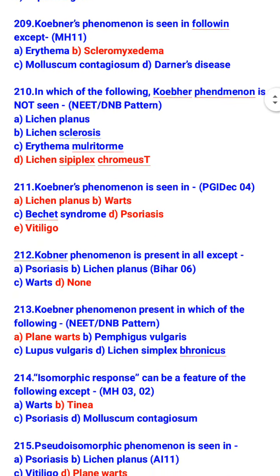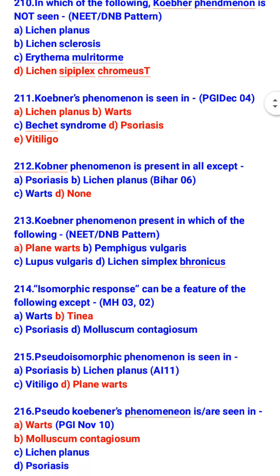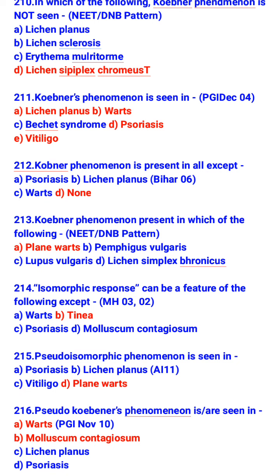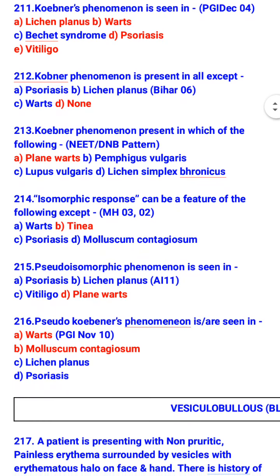Koebner's phenomenon is seen in lichen planus, warts, psoriasis and vitiligo. It is not seen in Behcet syndrome. Koebner phenomenon is present in all except: none of these. So it is present in psoriasis, lichen planus and warts. Koebner phenomenon is present in which of the following? It is present in plain warts. It is not present in pemphigus, lupus vulgaris or lichen simplex chronicus.